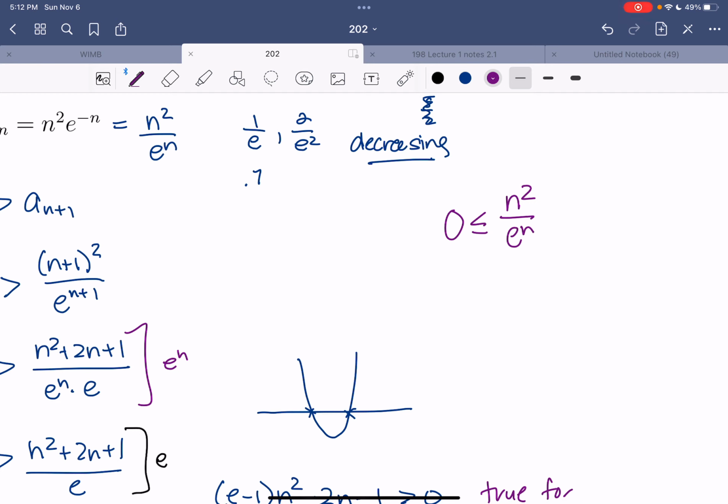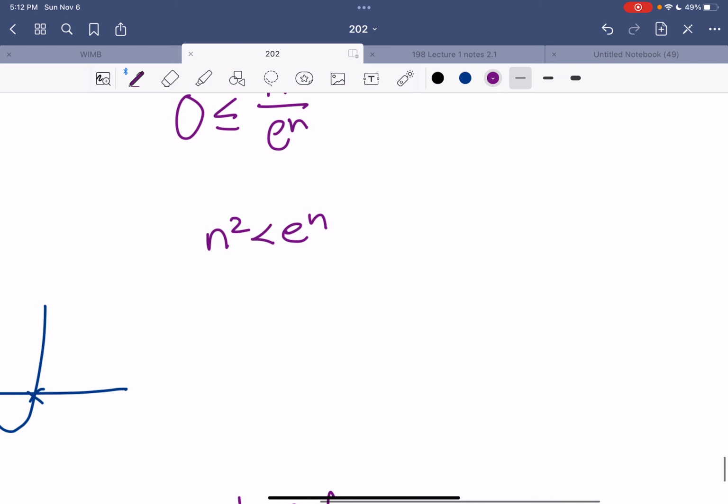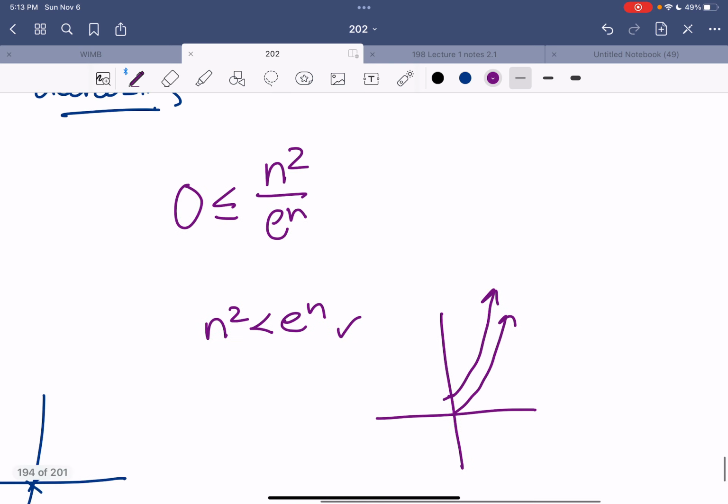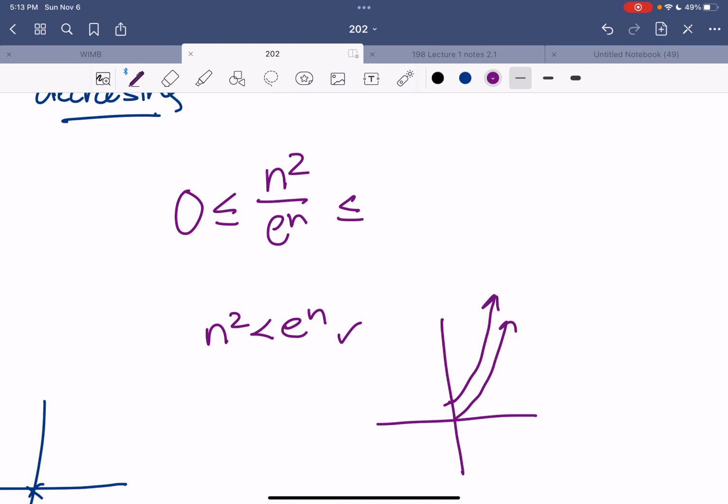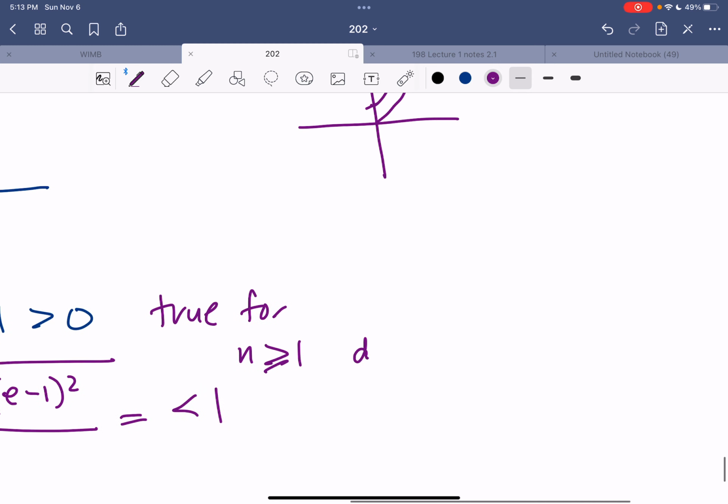But we also know that n squared is less than e to the n. You can show that by saying, okay, here's n squared, and e to the n starts at 1 and goes up very quickly. So e to the n is always greater than n squared. So this is also true. And so that tells you that this is always going to be less than or equal to 1. The denominator is always going to be larger. And so this shows that it's bounded. And this shows that it is decreasing.